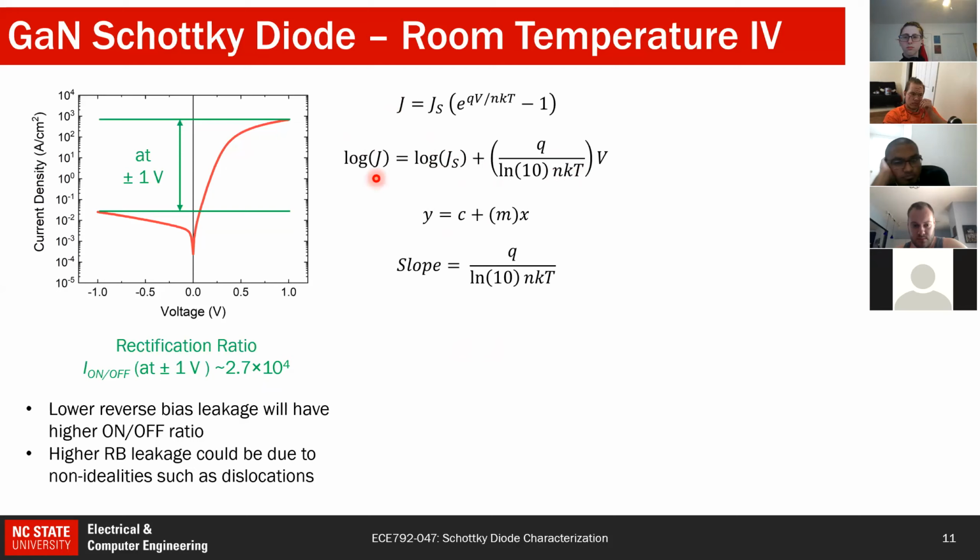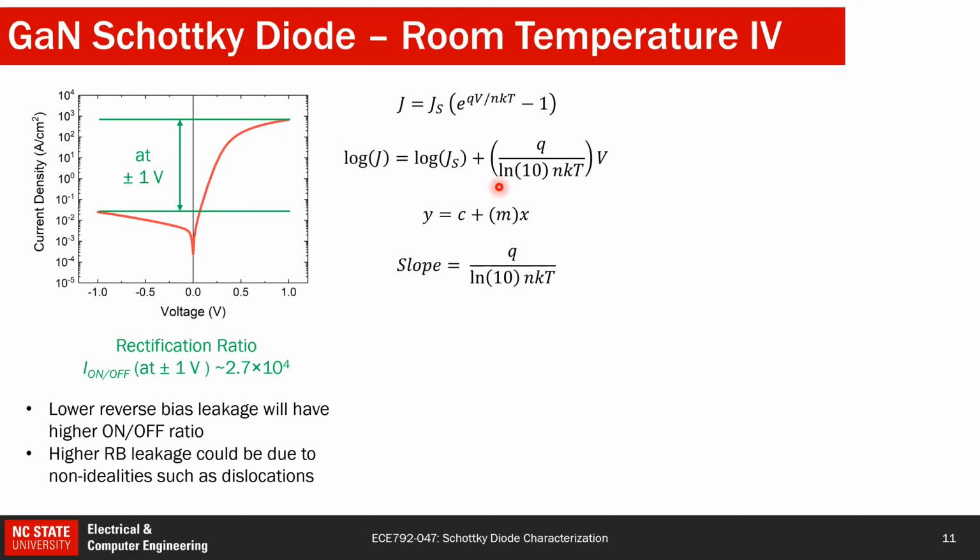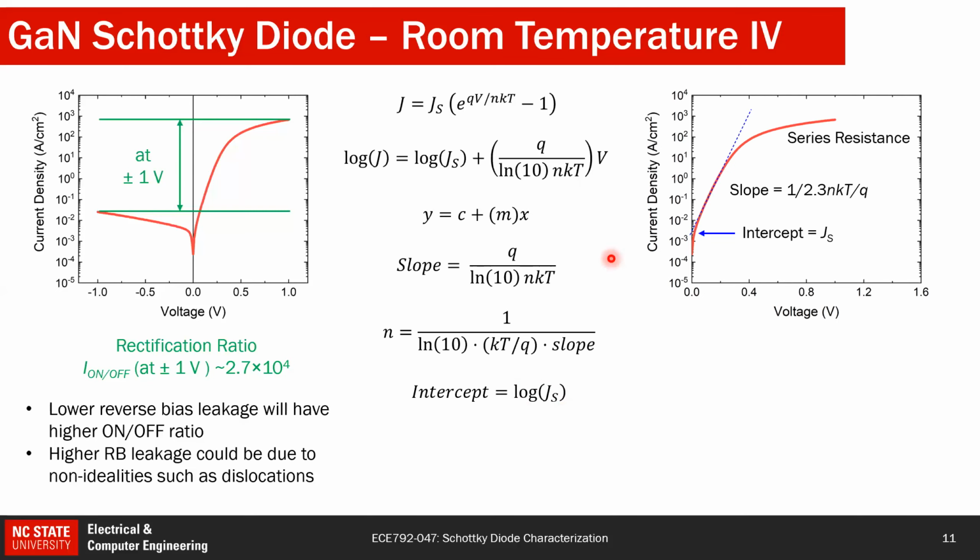So if you take a log, then this equation looks like a line equation, where y is equal to c plus the slope times x. From the slope we can find n, and from the intercept we can find the leakage current at, let's say, zero bias. And this is the same graph that I plotted, only in forward bias.